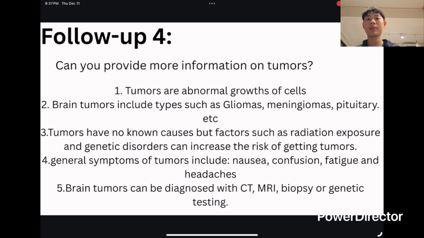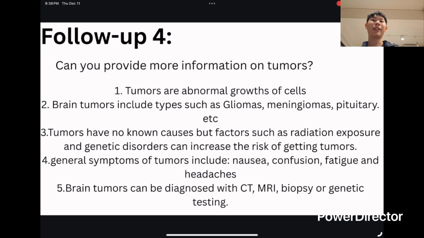And fourth, general symptoms of tumors include, but are not limited to, nausea, confusion, fatigue, and headaches. These types of symptoms are especially prevalent in tumors that are found in the brain. And lastly, brain tumors can be diagnosed through the following methods: CT scans, MRI scans, biopsy, or genetic testing.